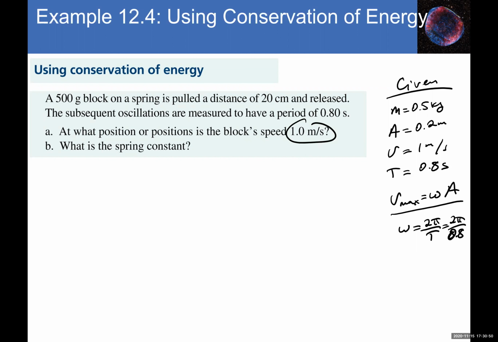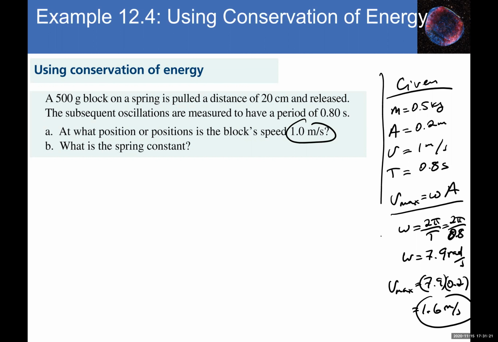So 2 pi divided by 0.8. So omega equals 7.9 radians per second. Then v max equals 7.9 times 0.2, which I can calculate to be 1.6 meters per second. That means clearly this is not the maximum speed, so the position is not x equals 0. All right, so we tried, and it didn't work.